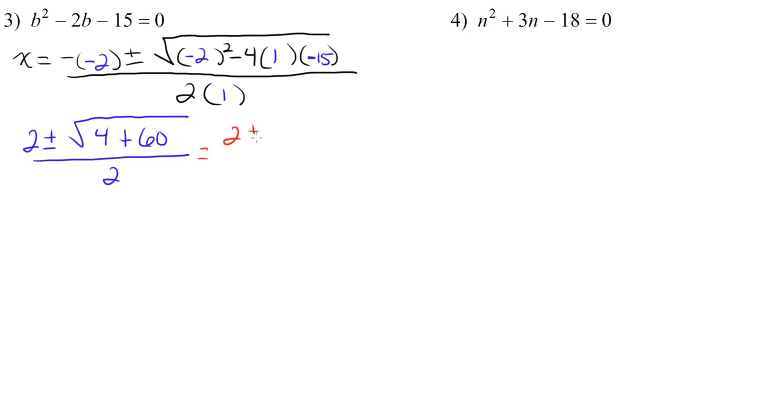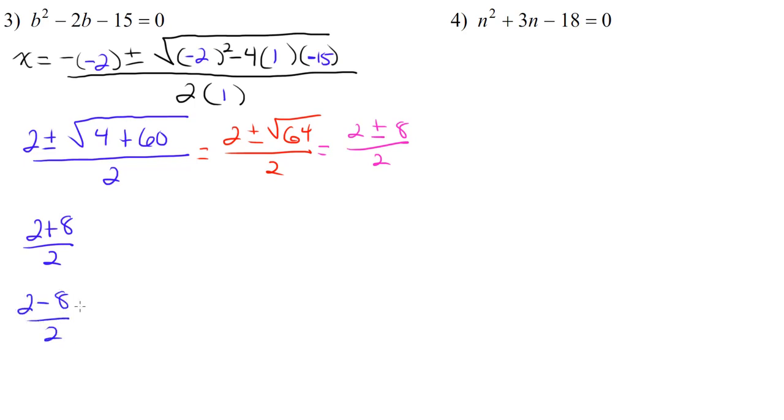And 60 plus 4 is 64. So this is 2 plus or minus radical 64 divided by 2. And the square root of 64 is 8. So we have 2 plus or minus 8 divided by 2. And here are our two expressions. 2 plus 8 divided by 2 and 2 minus 8 divided by 2.